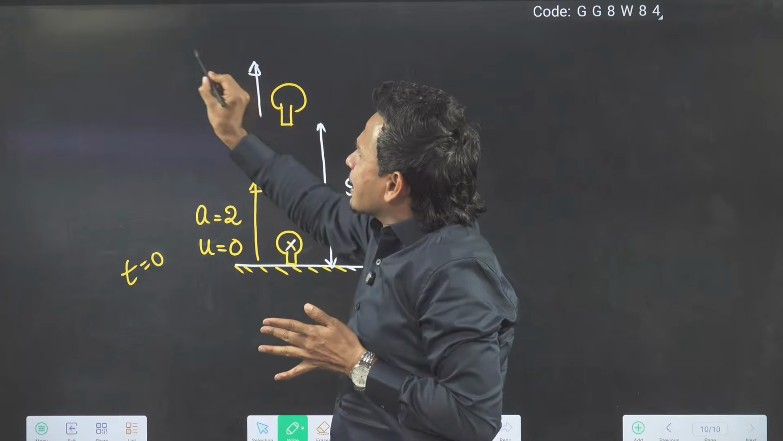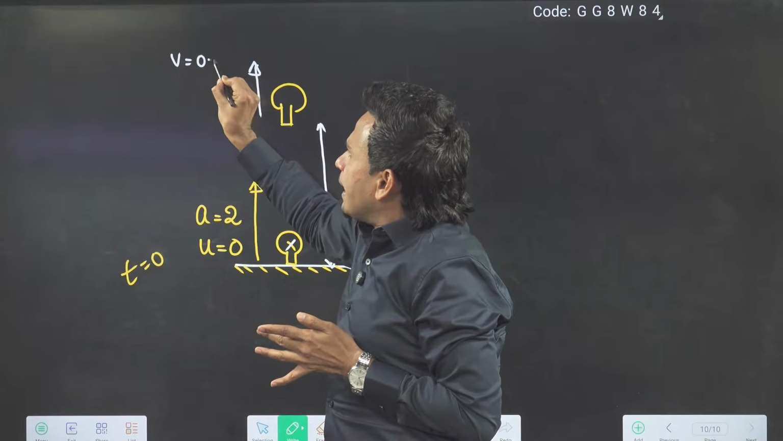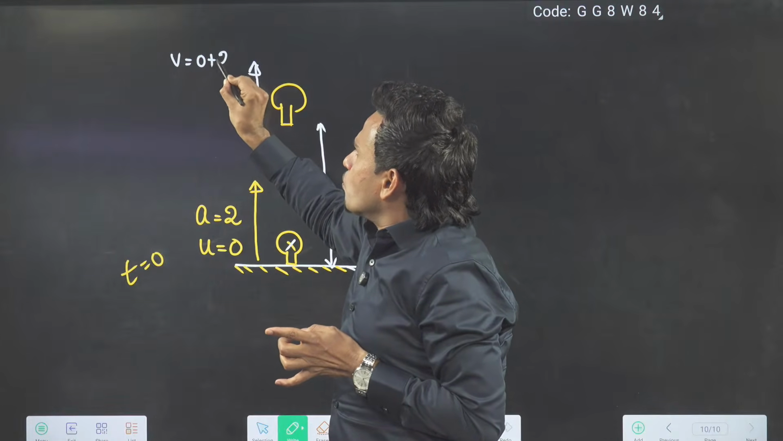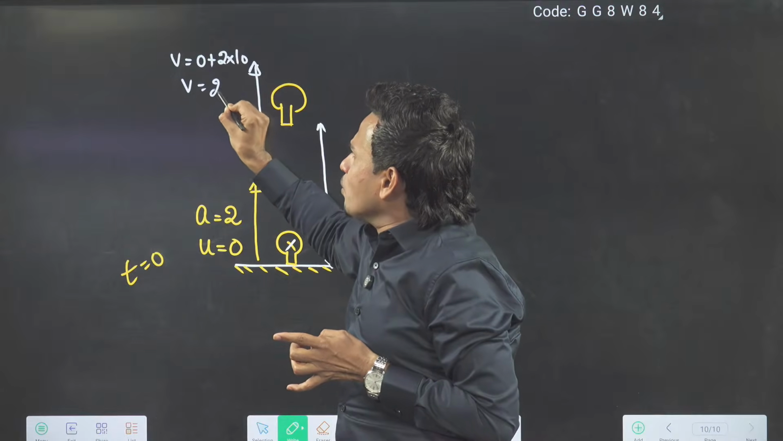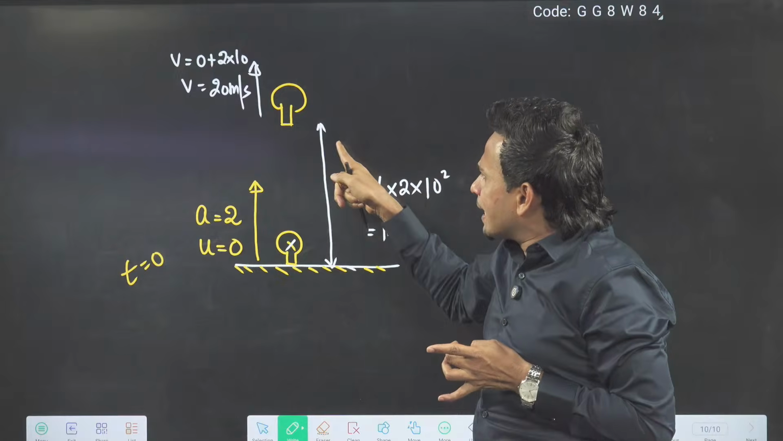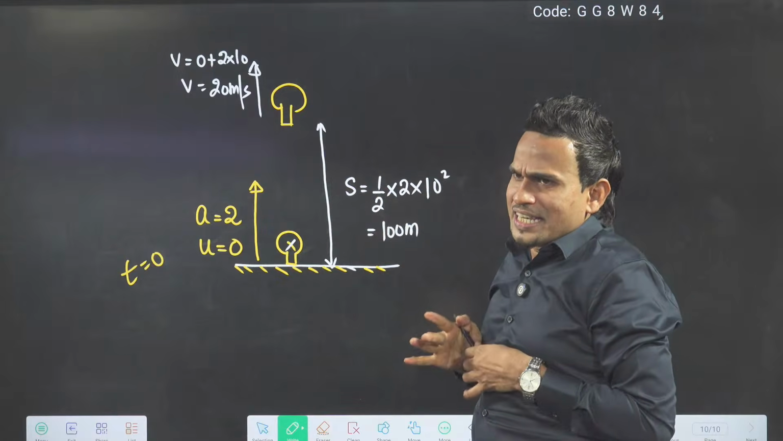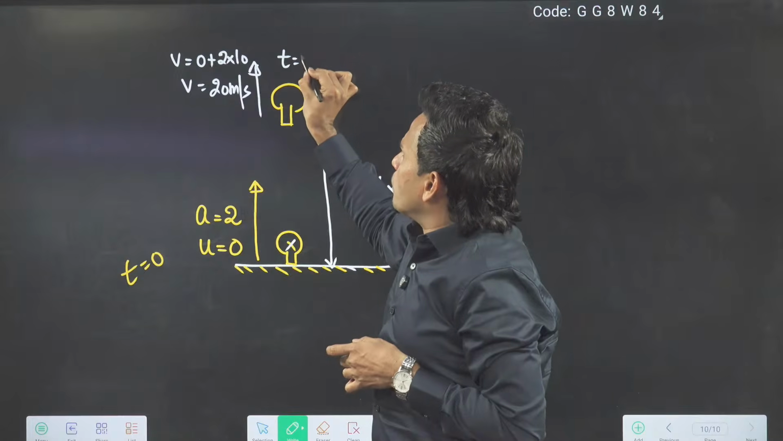So after 10 seconds, the balloon also has velocity. V equals U plus AT, where A is 2 and time is 10. So when you are dropping the stone, at that time the balloon is going upward with 20 meters per second, and the balloon is at a height of 100 meters. This is the instant they are asking you, at t equal to 10 seconds.